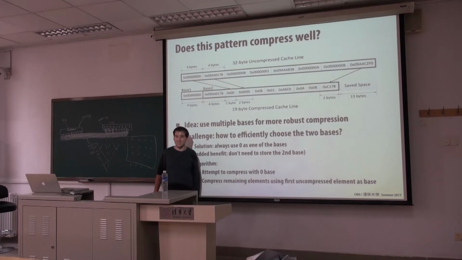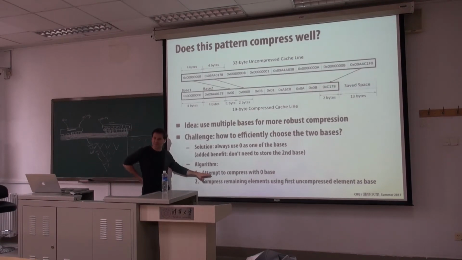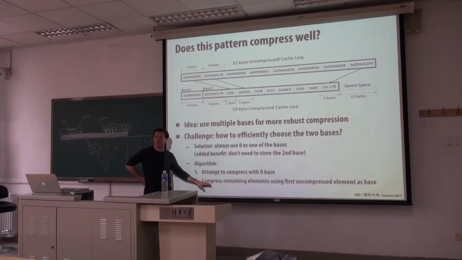Then we're going to compress all the data in the cache line with 0 to figure out what the offsets from 0 are. Difference from 0 is not a mathematical operation. It's pretty easy, right? You just need to look to see which values are greater than a byte. And for those values, I'm going to take the first one and use that as the second base. So attempt to compress with 0, then compress the remaining numbers that don't compress well with 0, using the first number that does not compress, that's far enough away from 0 to not compress well.